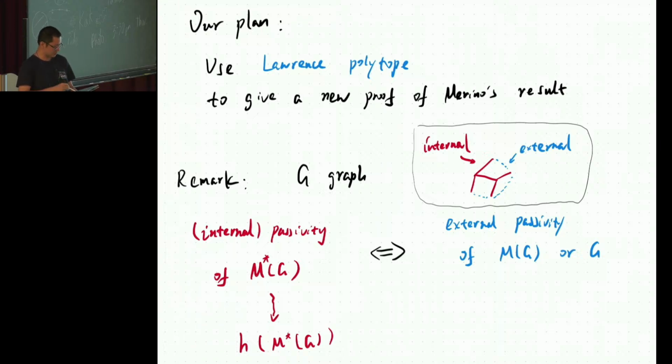Basically, we want to study the H vector of the co-graphic matroid using the activity of this matroid. Then I need to take the dual. So instead, I will study the external activity of the graphic matroid, or just the graph. Here, by internal, I mean edges in the tree. By external, I mean edges out of the tree.